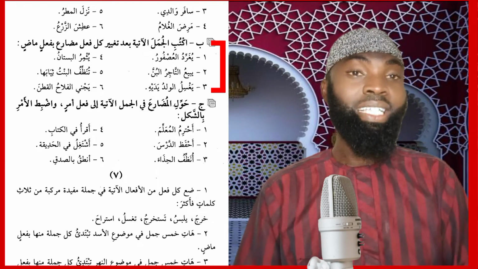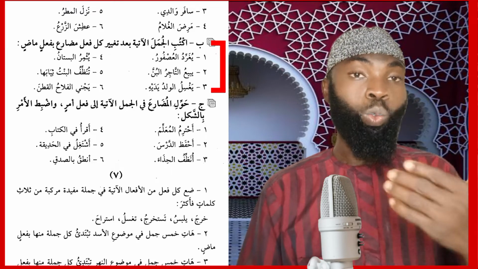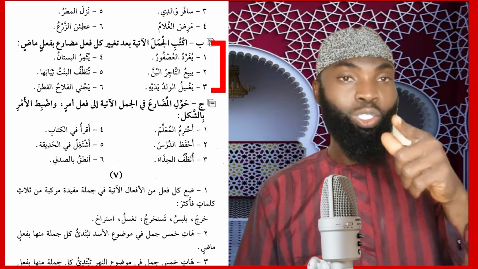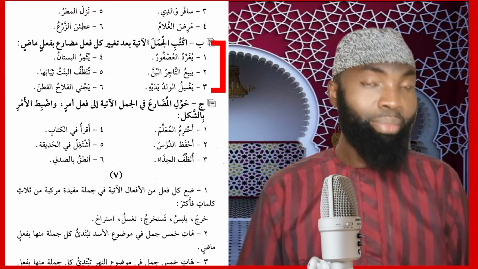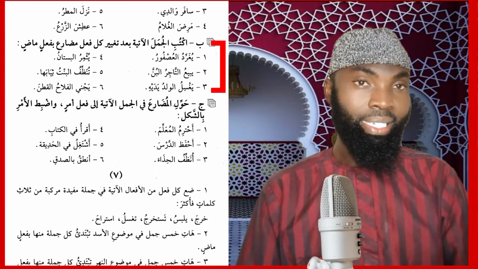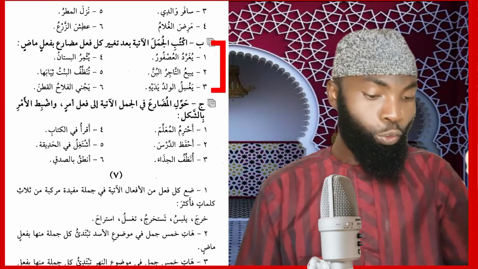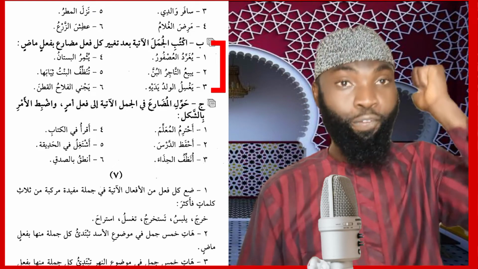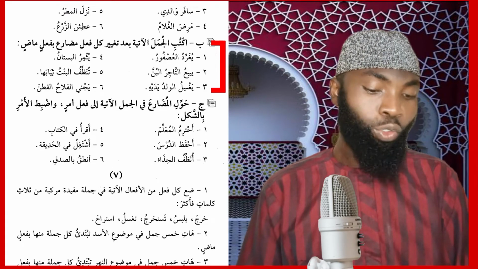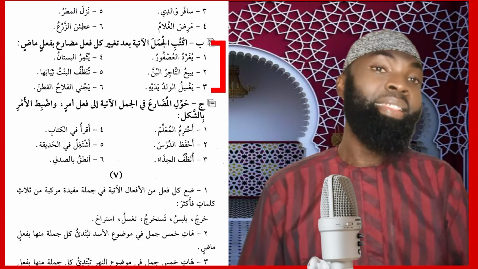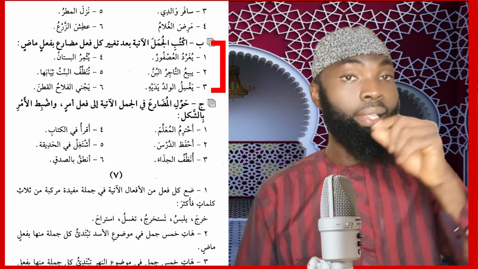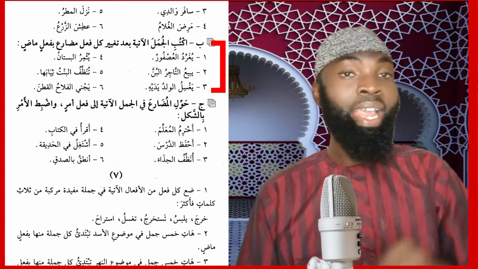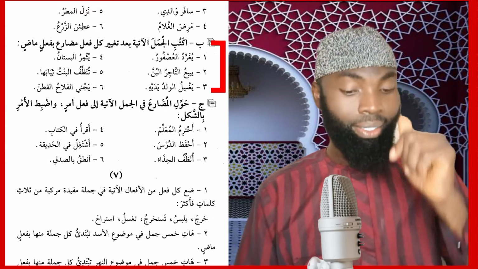Number 3, we have yagsilul waladu yadayhi. The boy is washing his 2 hands. We can say ghasalal waladu yadayhi. The boy washed his 2 hands. Number 4, yuthmirul bustan. The garden is fruitful, is bringing fruit. We can say أثمر البستان. The garden produced fruit in the past. Number 5, we have تنظف البنت ثيابها. The girl is washing or cleaning her dress. We can say نظفت البنت ثيابها. The girl cleaned her dress.